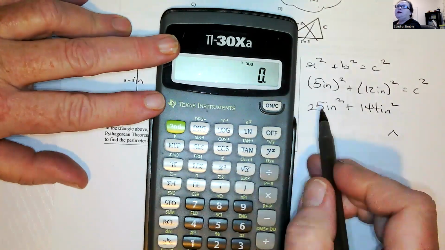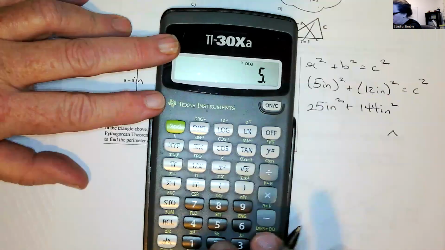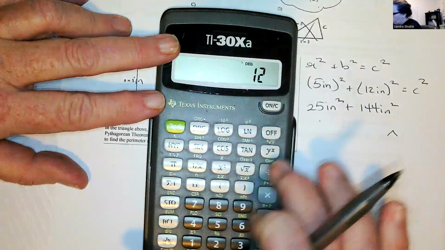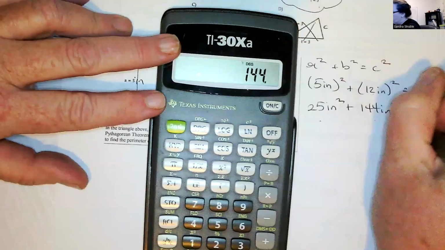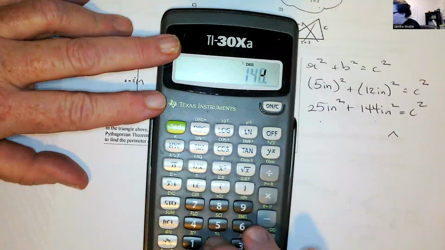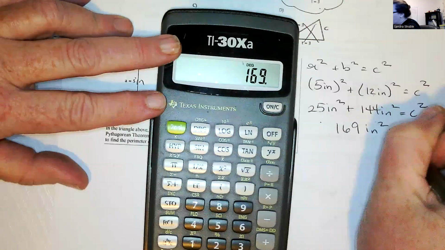So what you're going to do is take that 5, caret, square it, and equals. There's the 25. Take the 12. You're going to caret and square it, and that's 144. It's equal to c squared. Now we're going to add the 25 and the 144. So that's 169 inches squared is equal to c squared.